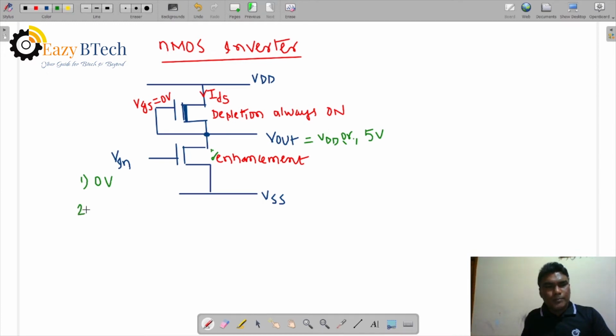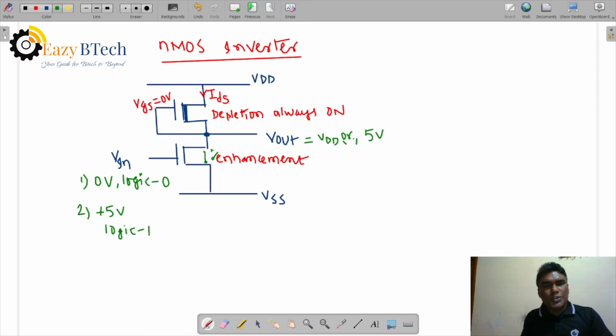Now the second case, if you are applying plus 5 volts, we can say this is logic 1. Logic 0 means 0 volts, and logic 1 means 5 volts. When logic 1 is applied, what happens? We are applying an external positive voltage to the NMOS enhancement transistor, so there is a channel established.